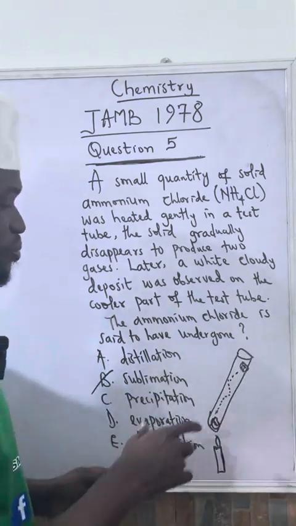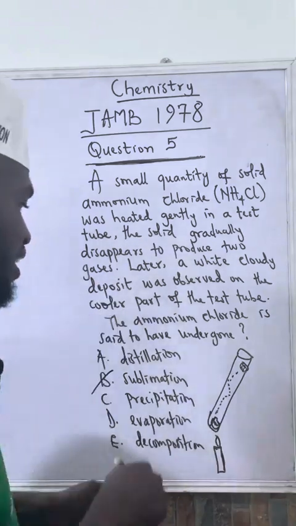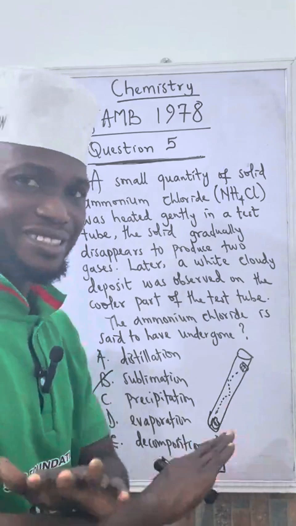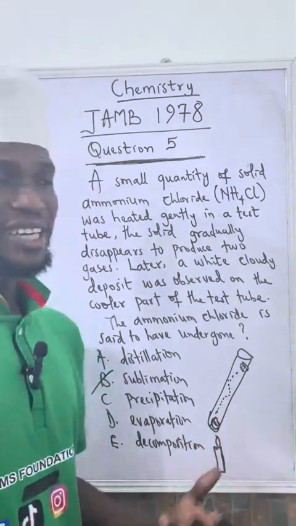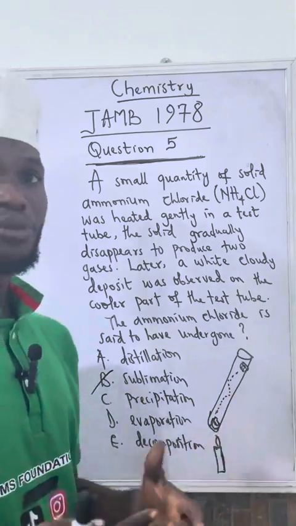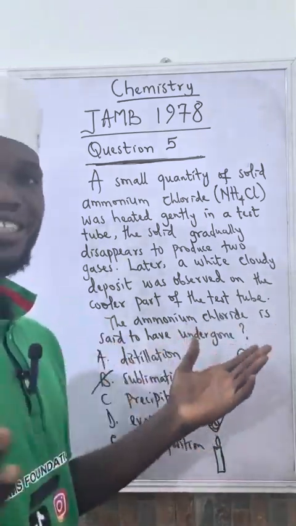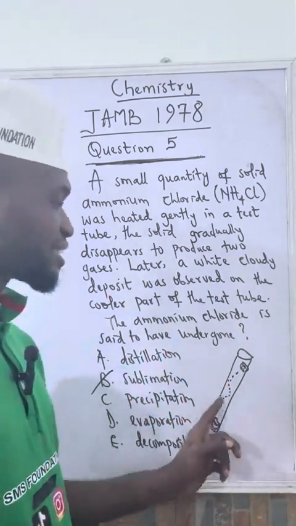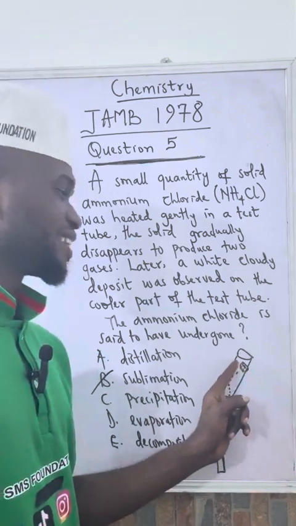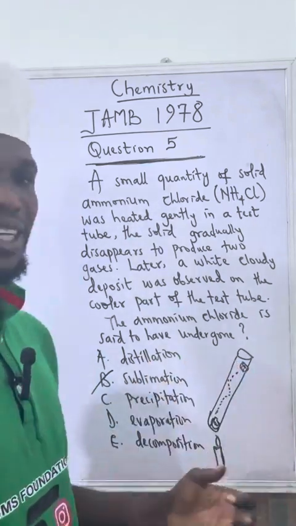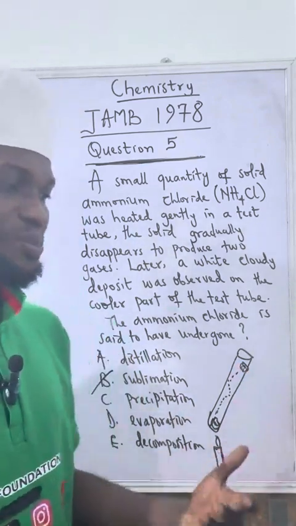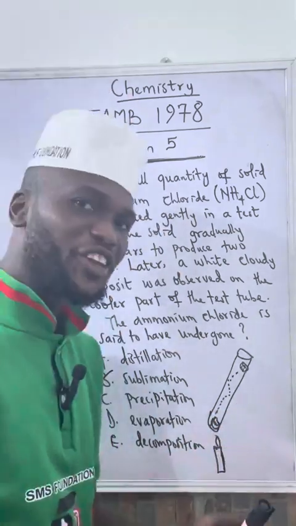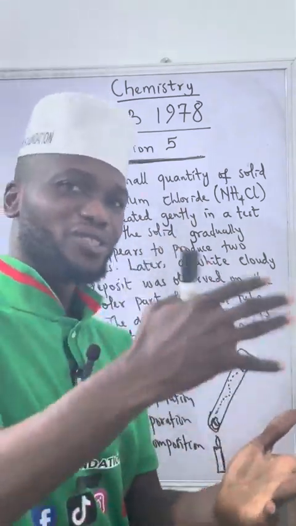So what happens here is that it first of all turns to gas. That is, it disappears, and you know that gas is something that can vanish, that you may not even be able to see. That's why they say it disappears and later deposits again. Because sublimation is a process whereby solid changes to gas, when it now forms a deposit, that process is called deposition.